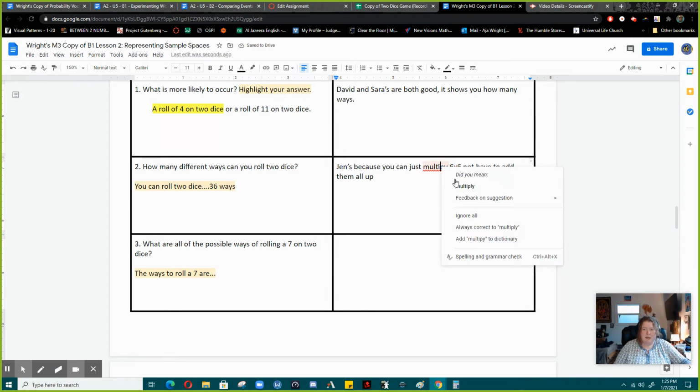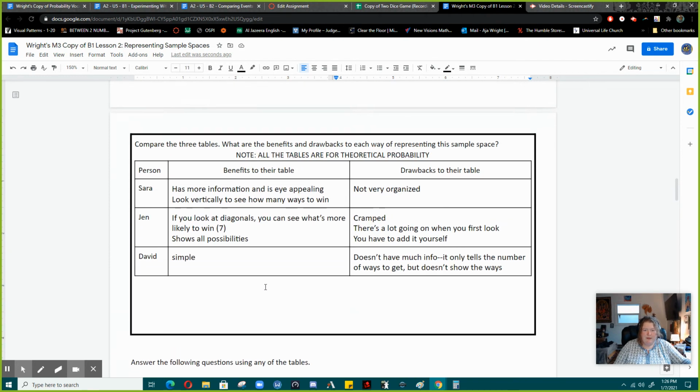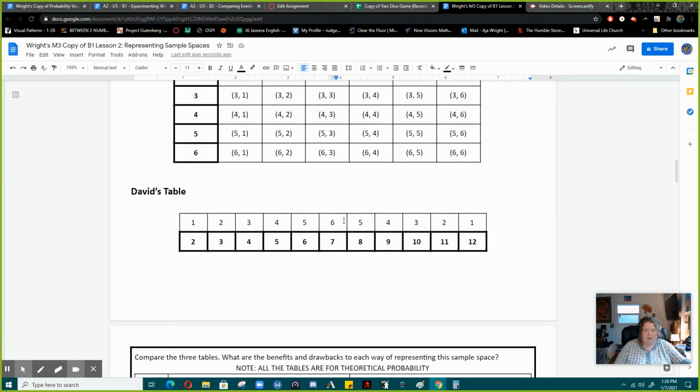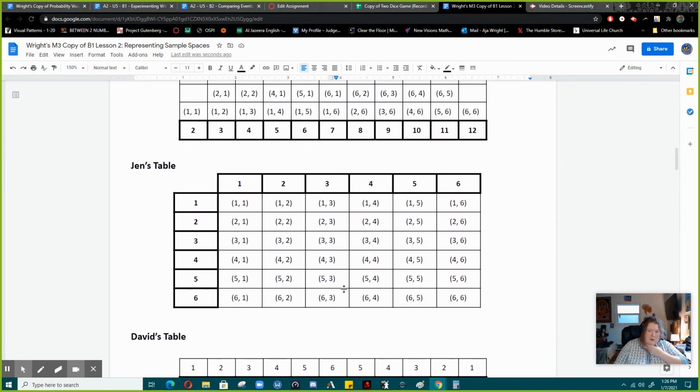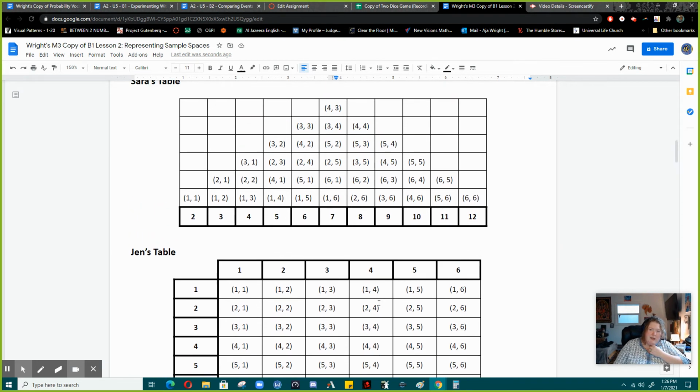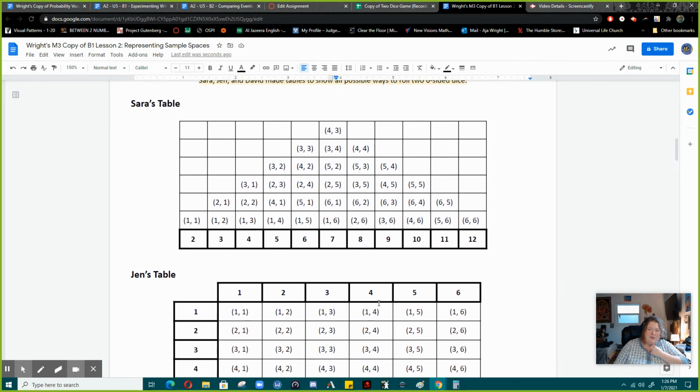Oh my gosh. Okay, then last question. What are all the possible ways of rolling a 7 on 2 dice? So they're not asking how many ways, because that would be David's table, right? There's 6 ways. It's what are the ways? And so for this one, you either want to go for Jen or for Sarah. And for Sarah's, it's super obvious because it's just this column right here, right? So you can get all those super easy.